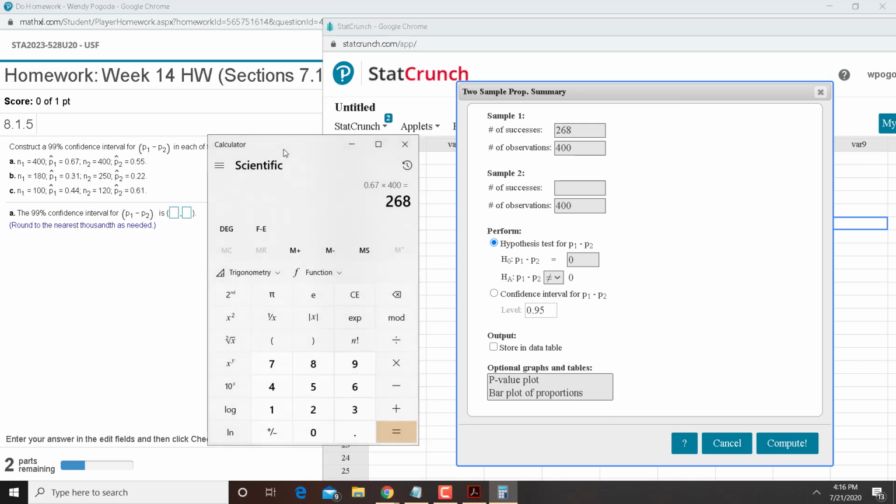Okay, doing this again for the second part, I'm going to do 0.55 times, again, 400. They don't need to be the same sample size. They just are in this first example. I get 220.